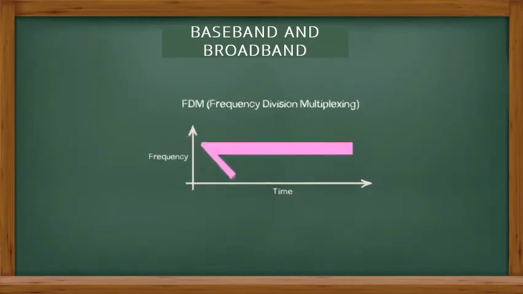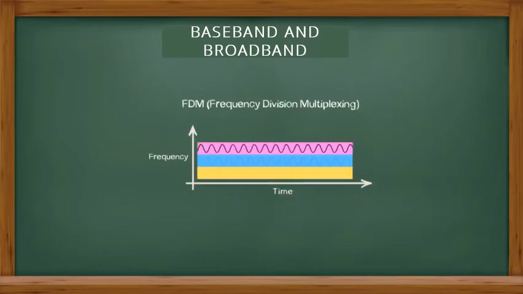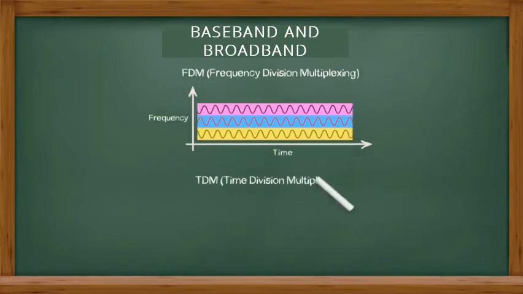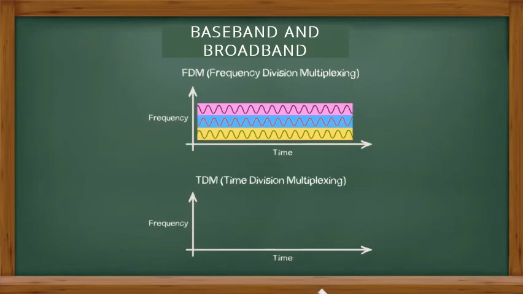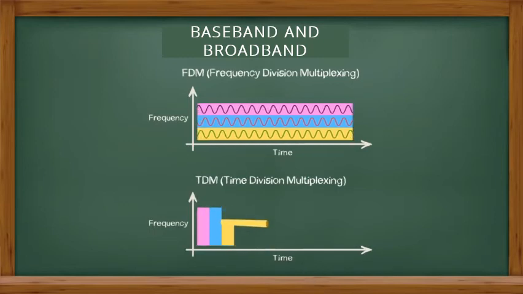So let's take a look at this illustration of what is happening between FDM and TDM. In FDM, we are sharing the channel at the same time, while in TDM, they are given allotted time to transmit the data.